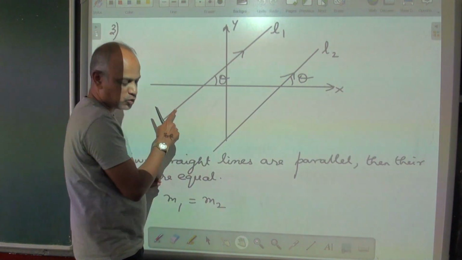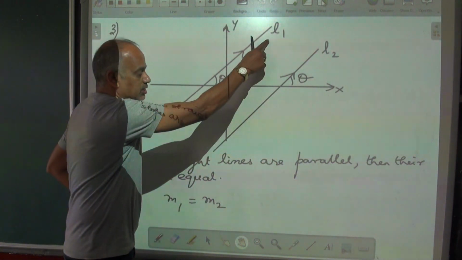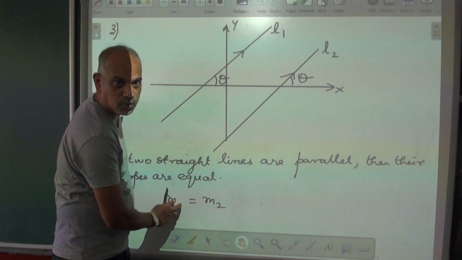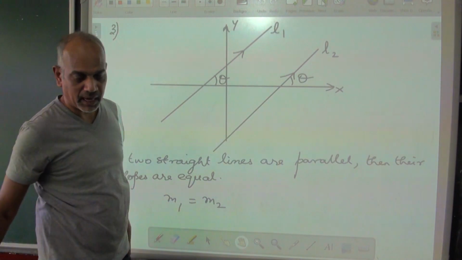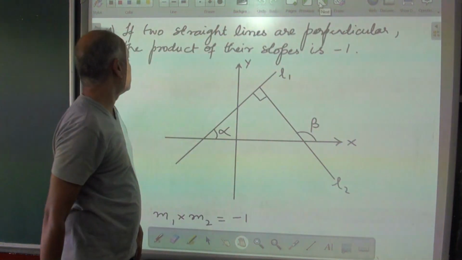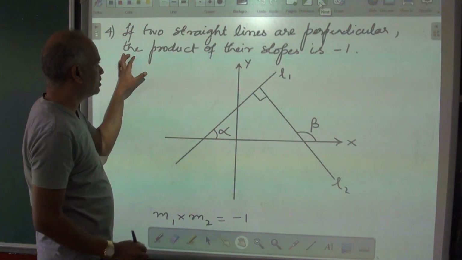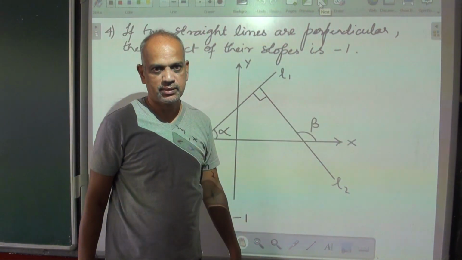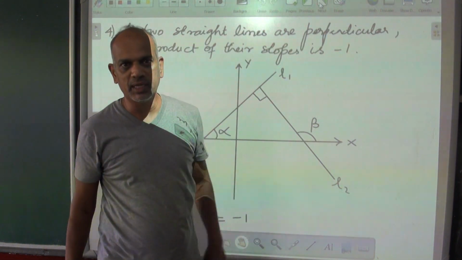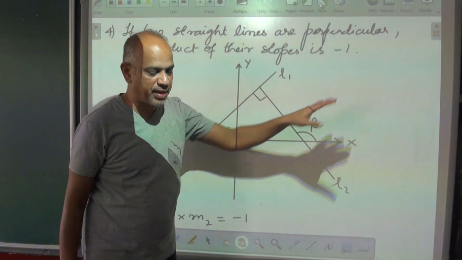So for the first line, slope is m1. Slope is represented as m1 means for the first line, and for the second line, slope is m2. m1 and m2's value will be same if the 2 lines are parallel. Next condition is if 2 straight lines are perpendicular, then the product of their slopes is -1. If 2 straight lines are parallel, then their slopes are equal. m1 and m2 will be equal. But if 2 straight lines are perpendicular, then the product of their slopes is -1.